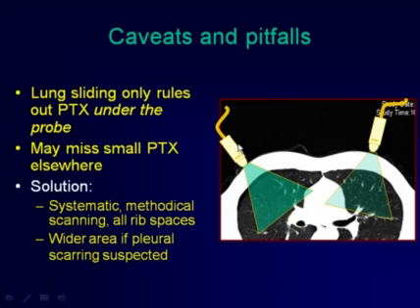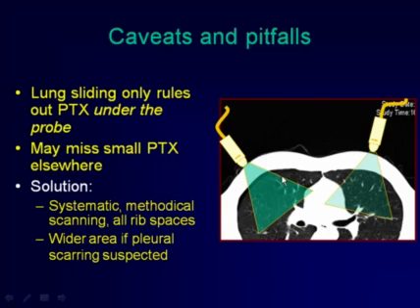It's important to remember, as one of the caveats in doing this, that the lung sliding only rules out pneumothorax under your probe. So if you look at someone with a small pneumothorax like this, it's quite possible that you'd have an area where there is lung sliding seen, and then an area where there's no lung sliding, and then an area back here where there is lung sliding.